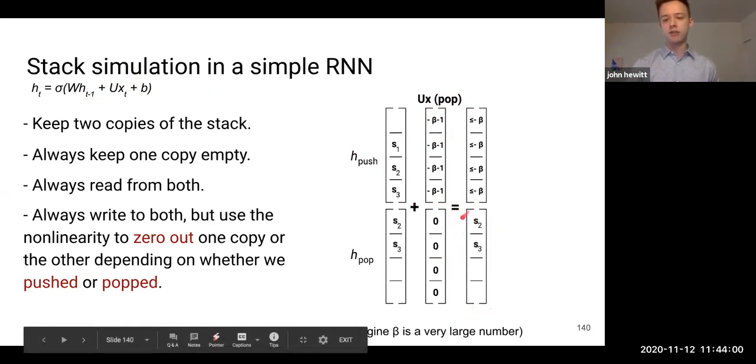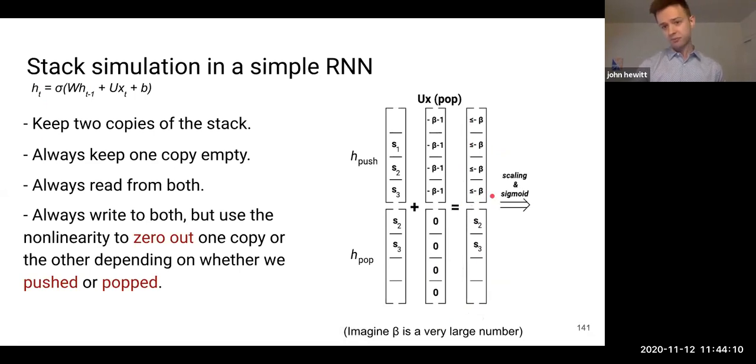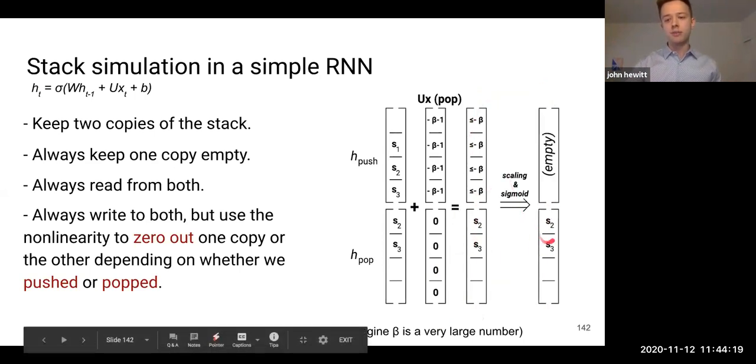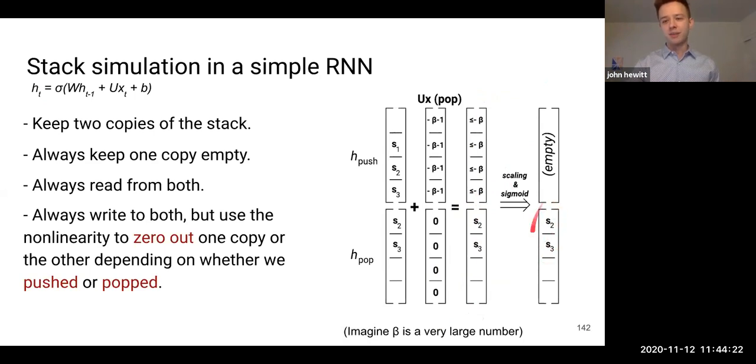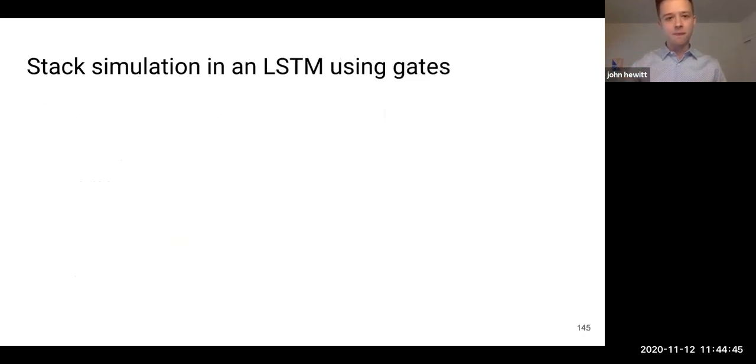So now I've got this S2, S3 pop stack, and I've got some very large negative numbers here. All of them are less than or equal to a negative beta. And if I scale these up to be very large by scaling the weights to be large, so very large and negative here, and then very large and positive here, this becomes S2 and S3 again, because I've scaled them and then applied sigmoid to squash back to the 1-hot vectors. And because these were all very largely negative, they become 0, and so that's empty. And so for this simple RNN, that's effectively the entire stack construction. You do both operations, and then you zero out the one that didn't happen. Okay, any questions there?